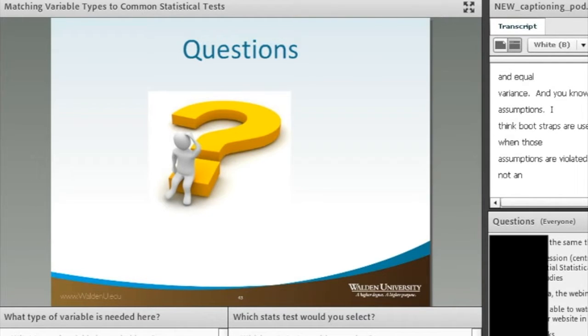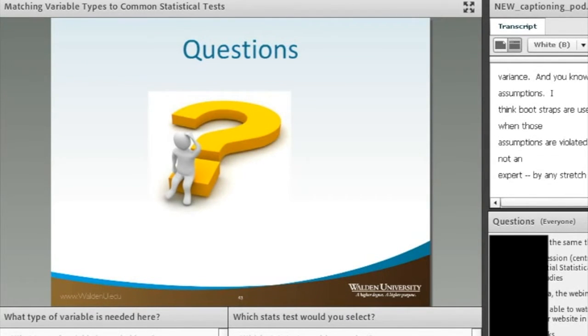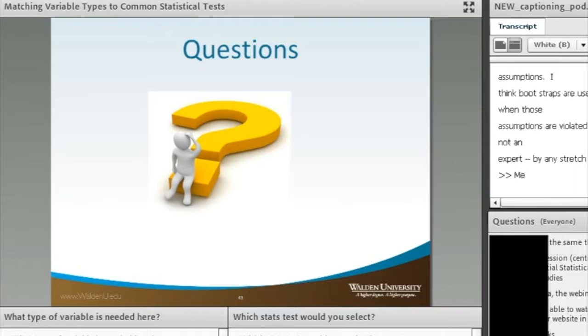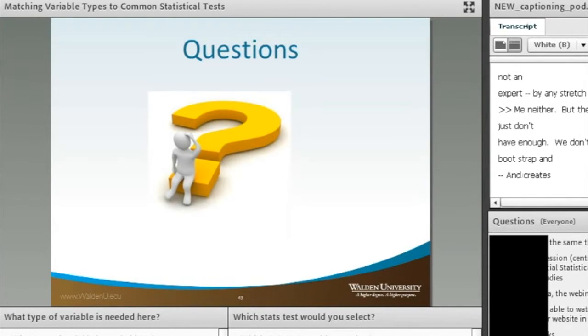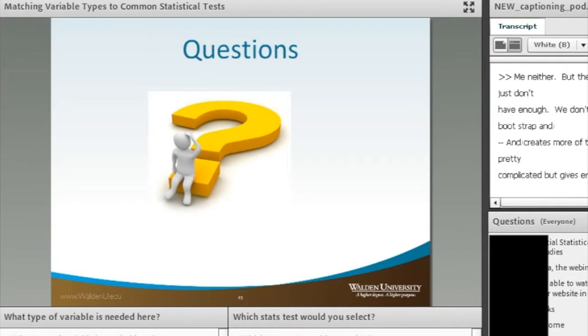Me neither, but the way I see it is that we just don't have enough. So if we don't have enough, we bootstrap. Yeah, it creates more of the same. It's pretty complicated, but it gives us enough data to work on. Yep. We also have a question from Jonathan.